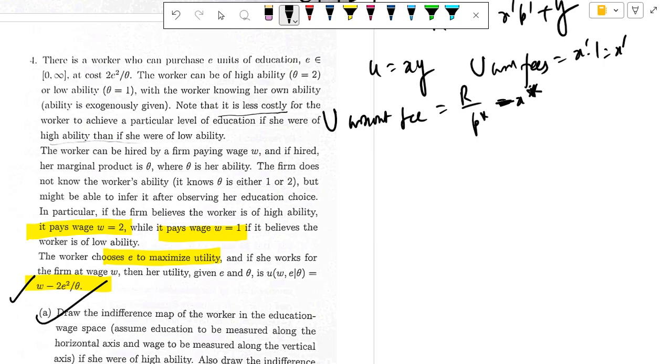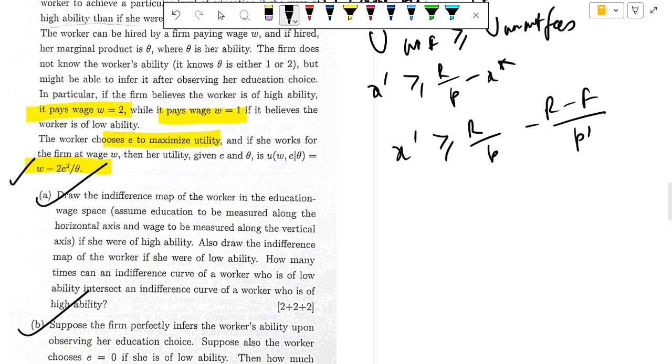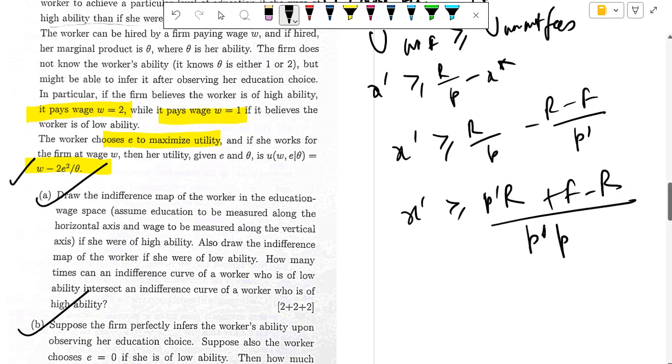So we want to find the maximum value of F that would make the consumer not worse off under the third proposal compared to the initial situation. That is, U with fees is greater than or equal to U without fees. So in this case this will be X P prime, so this is greater than or equal to P dash R, F minus R, P dash P star.